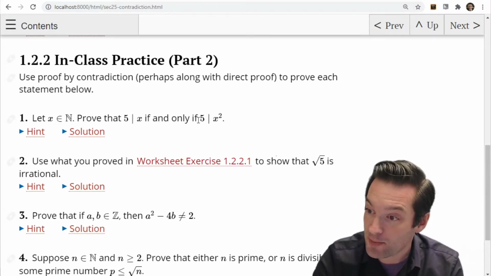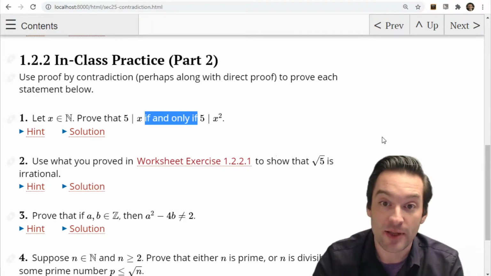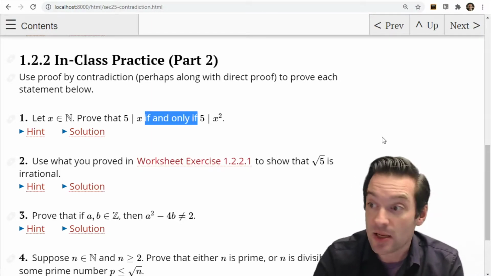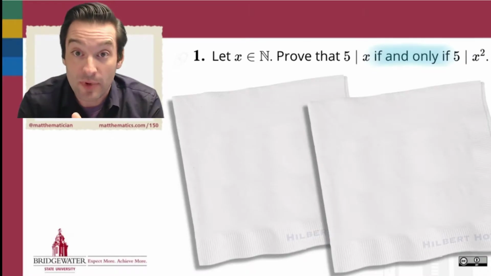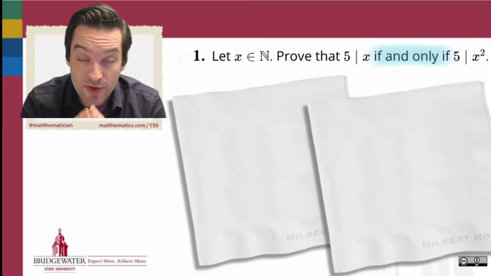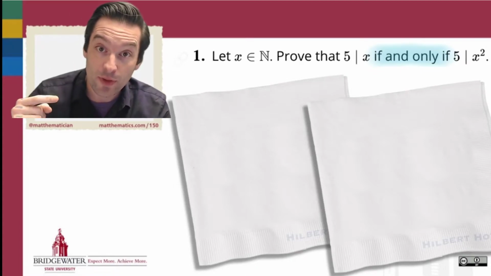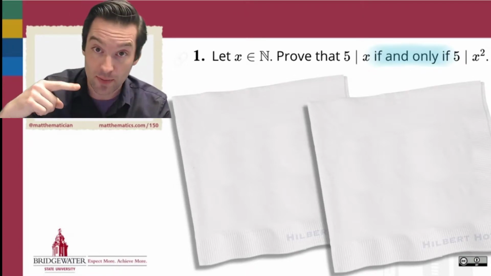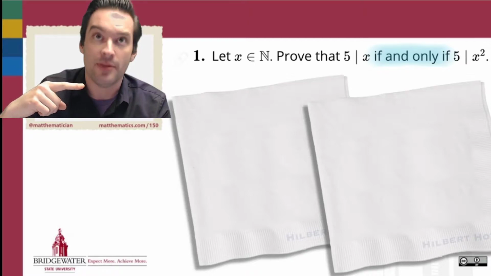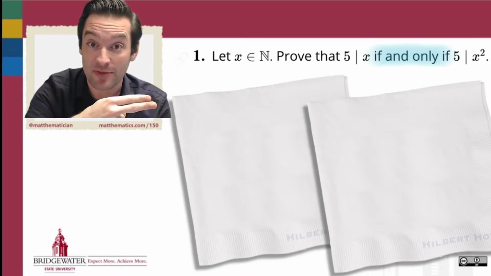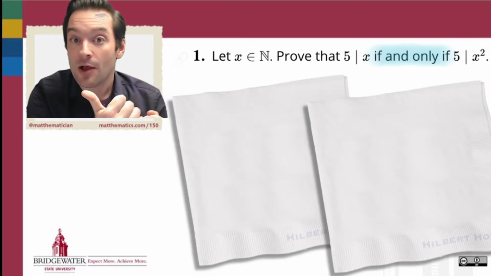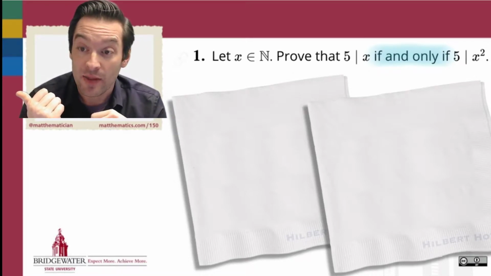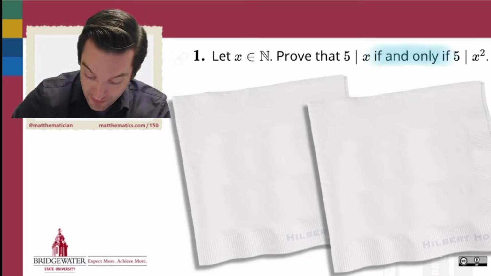And because it is a biconditional statement, it's an if and only if, that means that we actually end up having 2 things that we have to prove here. So remember, every if and only if statement gives us 2 things to do. We have to prove both the only if implication, the one going from left to right on your screen: 5 divides x only if 5 divides x squared. And then we also have to prove the if implication, that if 5 divides x squared, then 5 divides x.